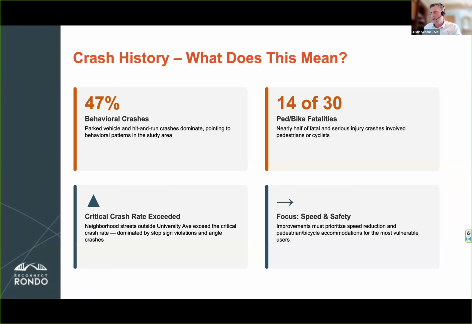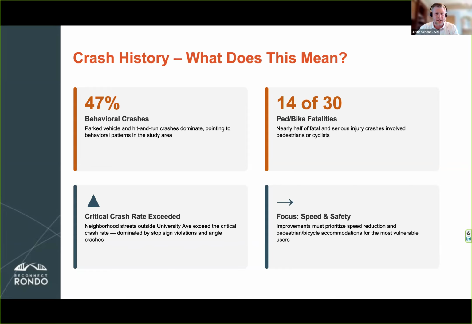Next slide, please. So what does all this mean? So when we think about all of the data that we're pulling in as part of our crash analysis, what are some of those key takeaways? 47% of our crashes would be considered behavioral crashes. So these are parked vehicle crashes, hit and run crashes, kind of pointing to a behavioral issue or behavioral pattern within the area. That cars parked along the streets are getting hit more often than we'd like to see, and the hit and run piece also is something to kind of think about and consider as we move forward.